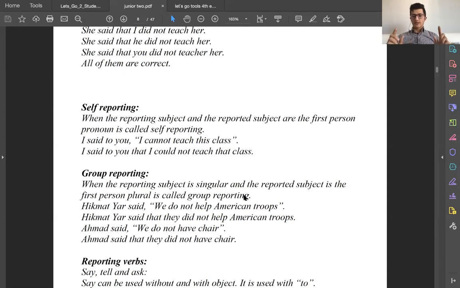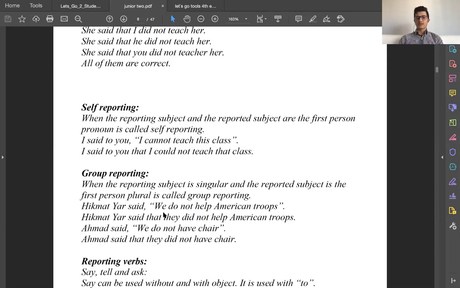The subject of the reporting speech is singular, it doesn't matter what type, okay? But the reported speech subject is first person plural, we. That type of reporting is called group reporting. Look at these examples here. Hikmet Yor said, we do not help American troops.